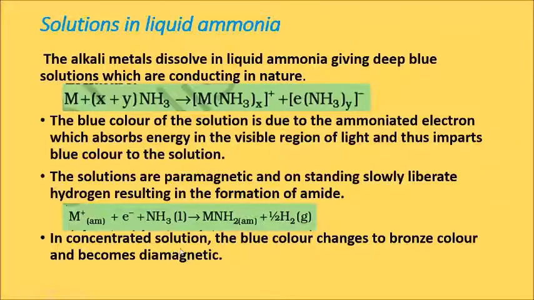In concentrated solution, the blue color changes to bronze color and it becomes diamagnetic. Paramagnetic and diamagnetic are the words we use when unpaired electrons and paired electrons are present. So paramagnetic means an unpaired electron is there, and diamagnetic means the electrons are paired. In concentrated solution, the blue color changes to bronze and it becomes diamagnetic in nature. So these are the chemical reactions of alkali metals.